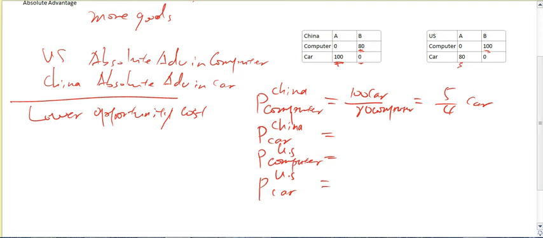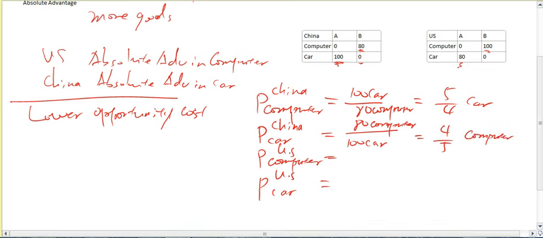And then for the price of a car in China, we can do the same thing. For every 100 cars we produce in China, we lose 80 computers. So we put 100 cars on the bottom and 80 computers on top. If you simplify, this becomes 4/5 computers. So for every car we produce in China, we lose 4/5 computers.